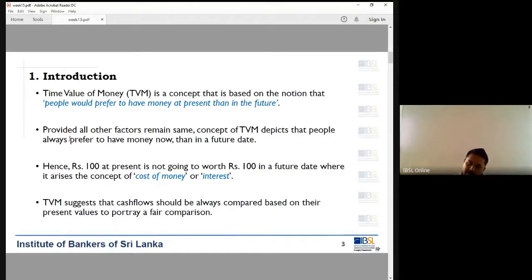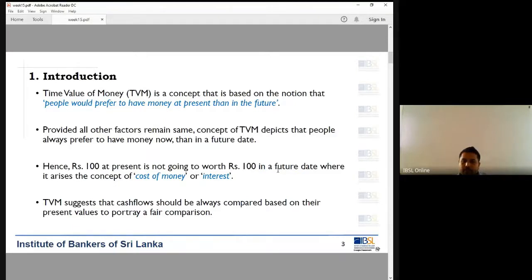Okay. Third point says 100 rupees at present is not going to worth 100 rupees in a future date, where it arises the concept of cost of money or interest. Now in our class example, we discussed that if you have 1,000 rupees now, you can do a lot of things till you get the 1,000 rupee in 7 months time. So your 2 points to compare this entire discussion would be 1,000 rupees now versus you're getting 1,000 rupees in a future date. So if you discuss the first option, that is you have money right now, the choice is you can spend that money and get a return.